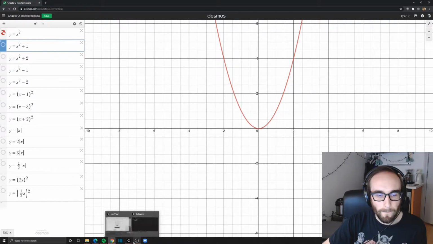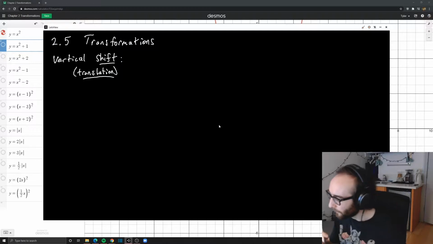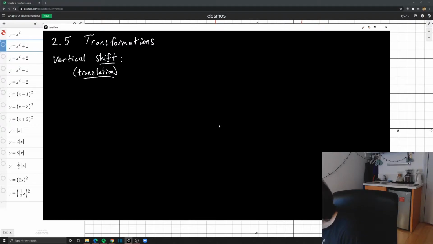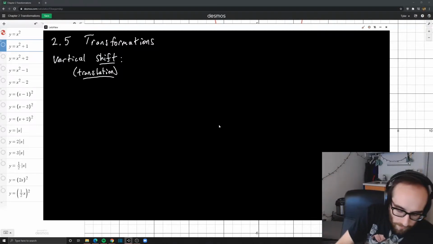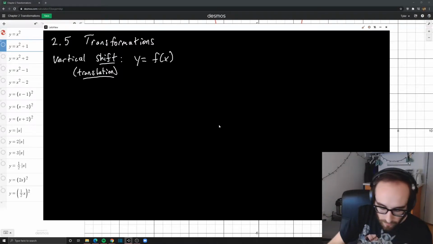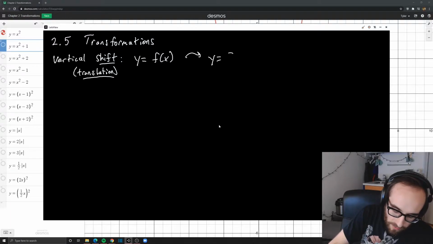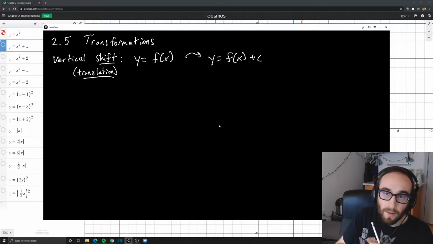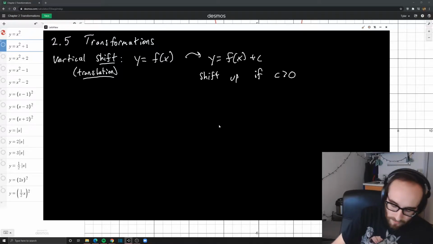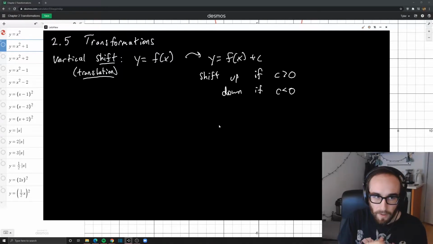Okay, so vertical shifts. I also want to go over the formal definitions, just to make sure we don't miss anything important that our book puts down. If we have a function y equals f of x, and we add some number to it, so we're transforming it, y equals f of x plus c on the outside, then it's a vertical shift up if c is greater than 0, so positive, and a shift down if c is less than 0. Okay, so that's vertical shifts.